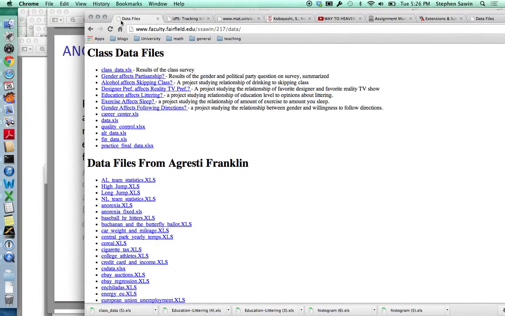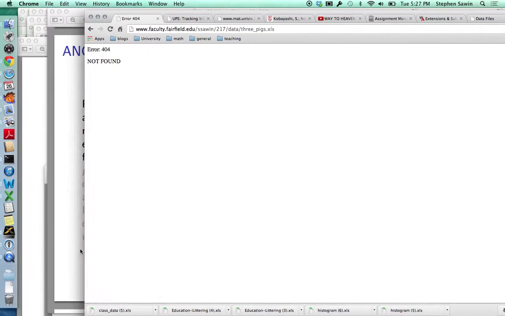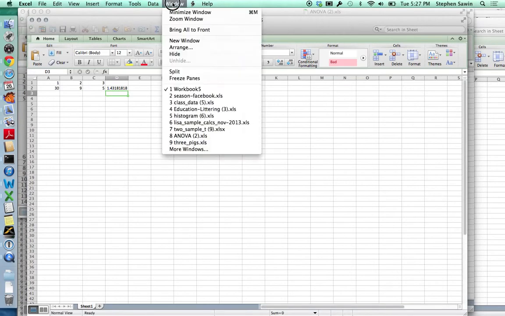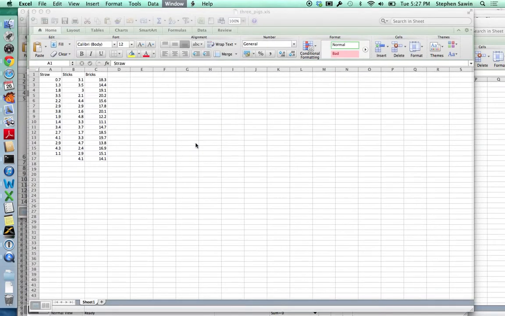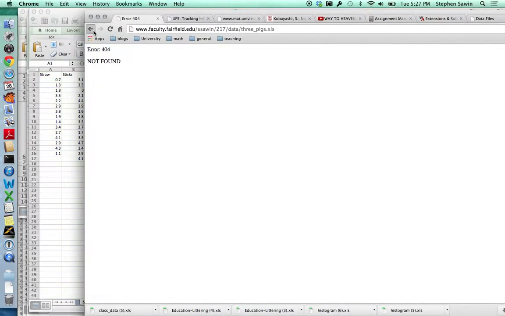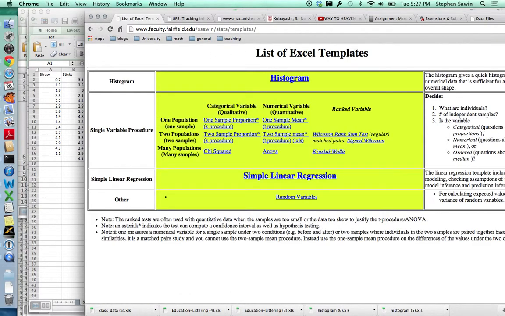So here is 3pigs.xls. We download it. Whoops. Fortunately, I already downloaded it. Here's 3pigs.xls. We're going to copy that data, and we are going to go back to the web page and go over to Excel templates and click on ANOVA, which is the numerical variable many populations. So third row, second column.